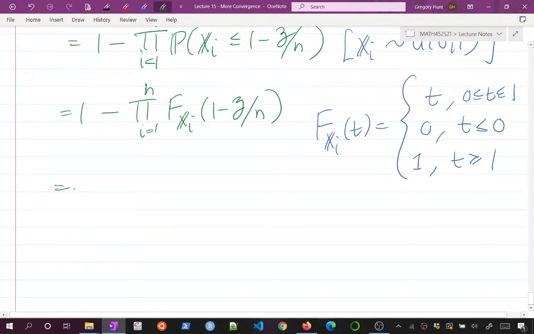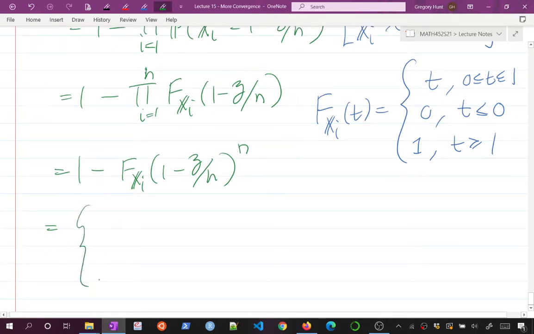What do I get? I get 1 minus, and all of these things are the same, so I can just say it's the CDF of any of my Xi's at 1 minus Z over n, right? They're all identically distributed. It's the CDF of any of them to the nth power, because the probability of that CDF is going to be the same for all of them. So I can certainly do that, and then I'm just going to plug this in. Well, it's going to have 3 cases, so let's break it out into its 3 cases. Case 1, which is 1 minus Z over n is between 0 and 1. So let's just write that out. In this case, my CDF is just whatever the argument is. It's 1 minus Z over n to the n. Cool.